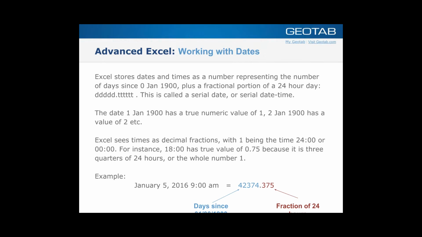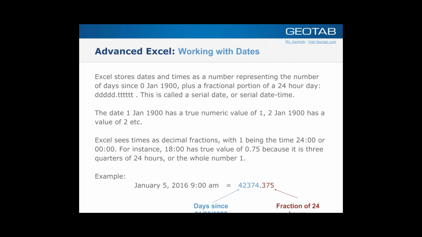All right, so what does the number represent? Excel stores dates and times as a number representing the number of days since the very first day in Excel. The very first day in Excel is January 0, 1900. So if you're trying to do statistics on anything in the 1800s, it's not really going to work. But it also has a fractional portion of a 24-hour day. You can see where it says all the D's: DDDD is the days since January 0, 1900, and all the T's is the fractional portion of a 24-hour day. So that's the time of day. I'll go over that if that doesn't make sense.